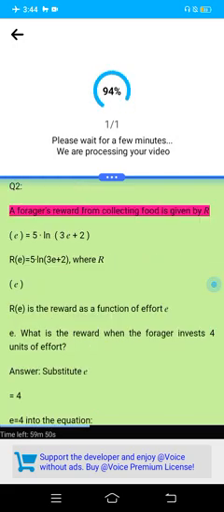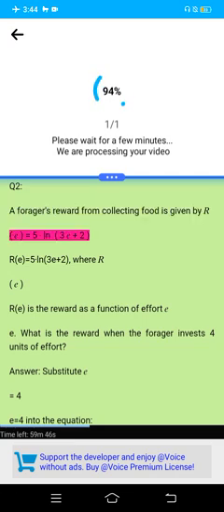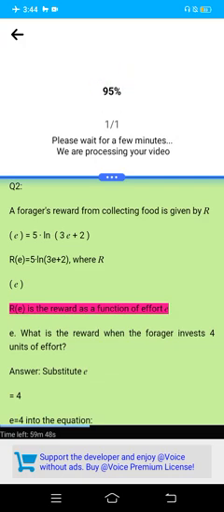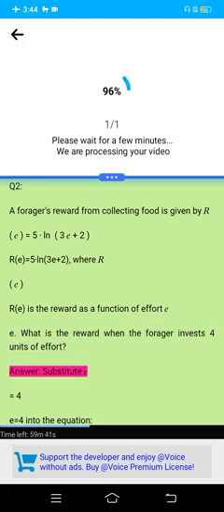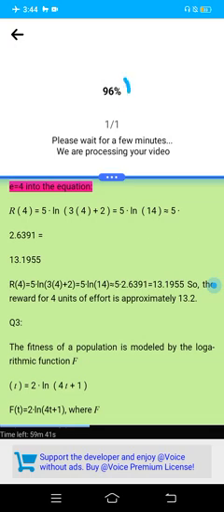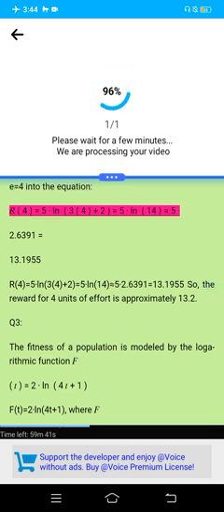Q2. A forager's reward from collecting food is given by R(E) = 5·ln(3E + 2), where R(E) is the reward as a function of effort E. What is the reward when the forager invests 4 units of effort? Answer: substitute E = 4 into the equation.